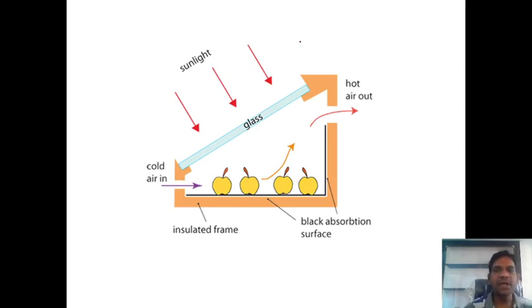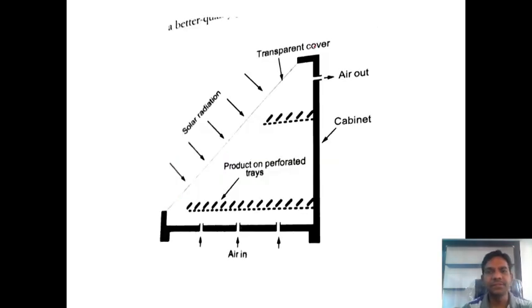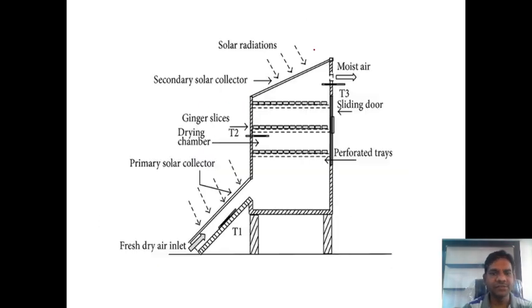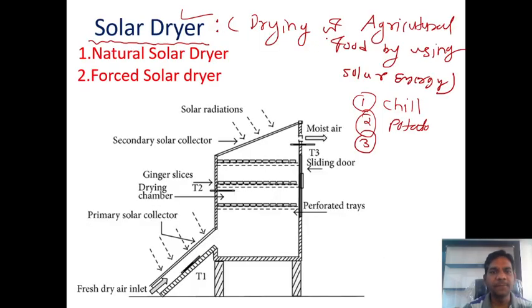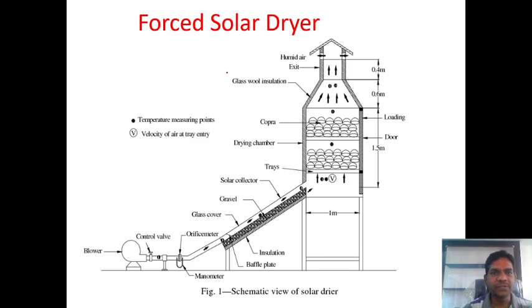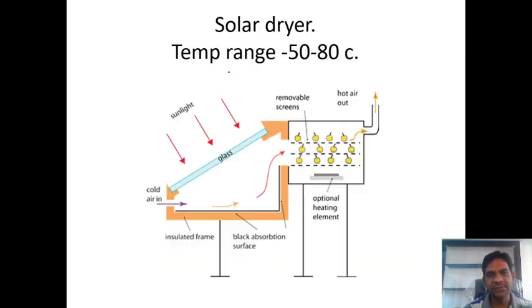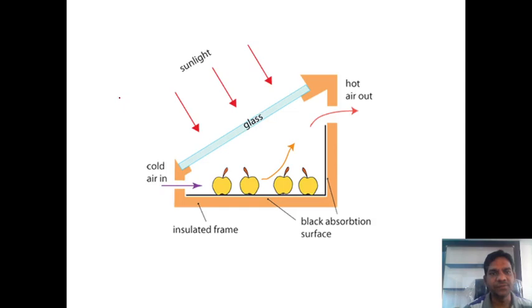But to increase the heat transfer rate, so that the food dries very fast, for that purpose what can we use? The solar dryer will be used, guys. So in solar dryers, what are the types? There are two types of solar dryers: natural solar dryers and forced solar dryers. So first of all, we discuss the natural solar dryers, guys. You see here, I will show a very simple diagram. This one is the diagram of the natural solar dryer.